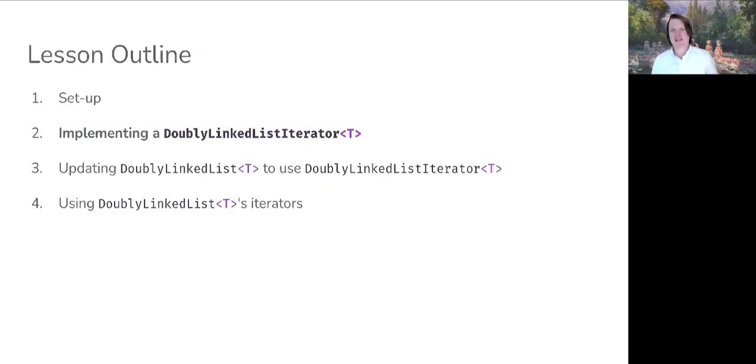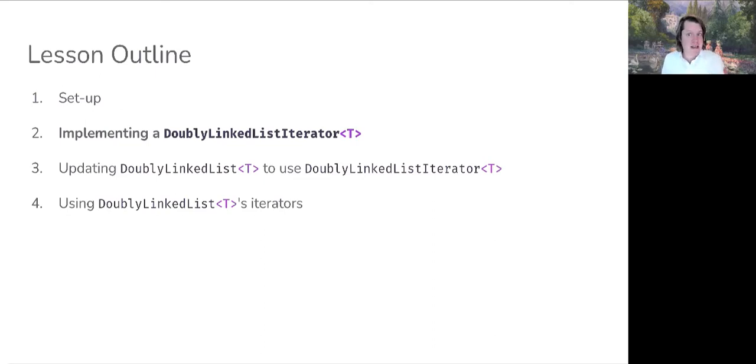Howdy and welcome back. So we're going to begin implementing a doubly linked list iterator. We're going to do this as a class template. And I'm going to go ahead and point out before we begin that we could have named this something differently. I chose the name doubly linked list iterator because I thought it was descriptive of the type that we're creating or defining or implementing.